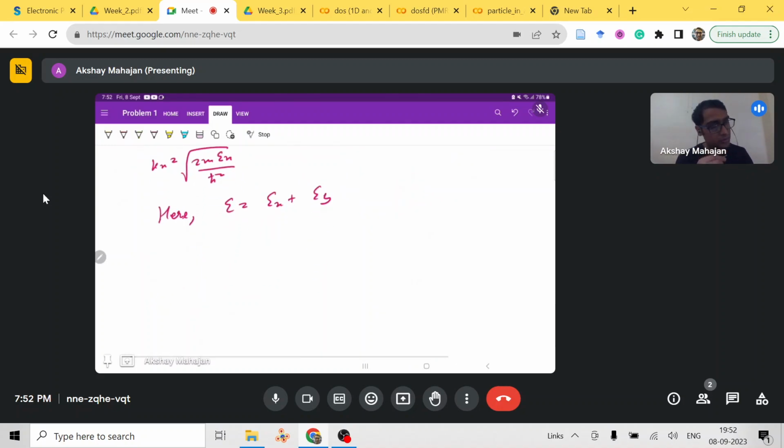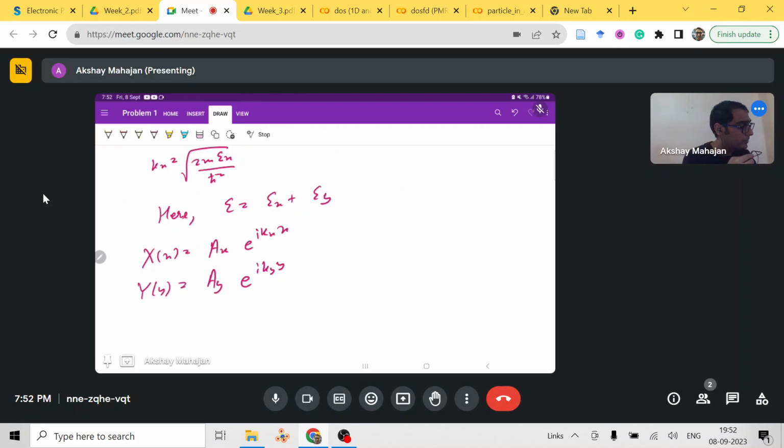Alright, so we can write X of x as some normalization parameter Ax times e to the power i kx x, and similarly I can write Y, which is a function of y only, as some normalization Ay times e to the power i ky y. So we will use a trial solution here.